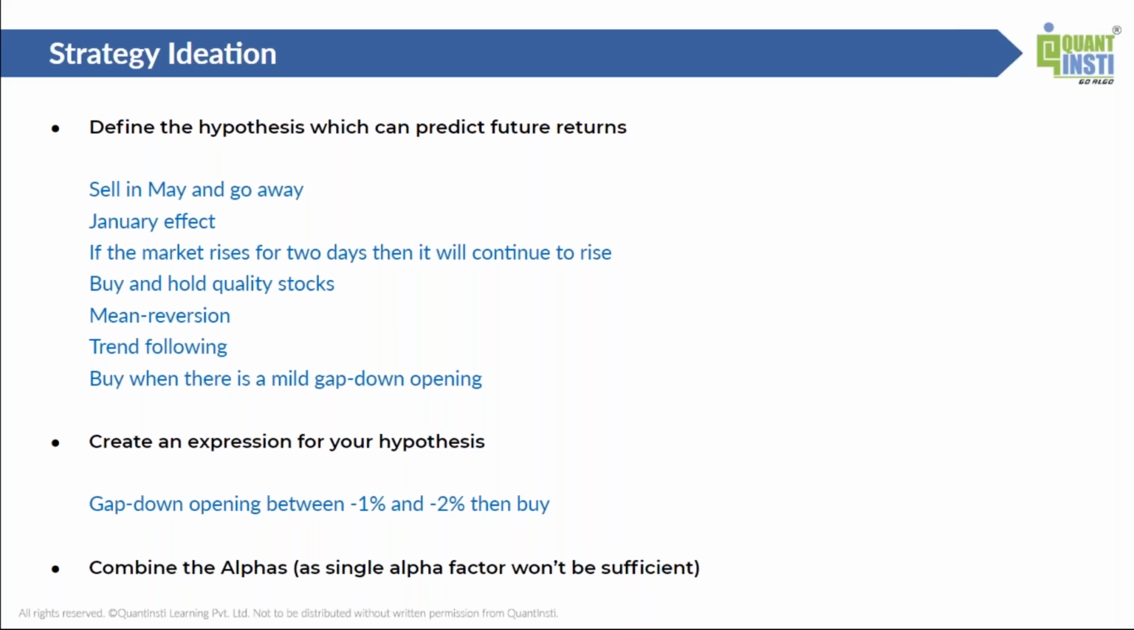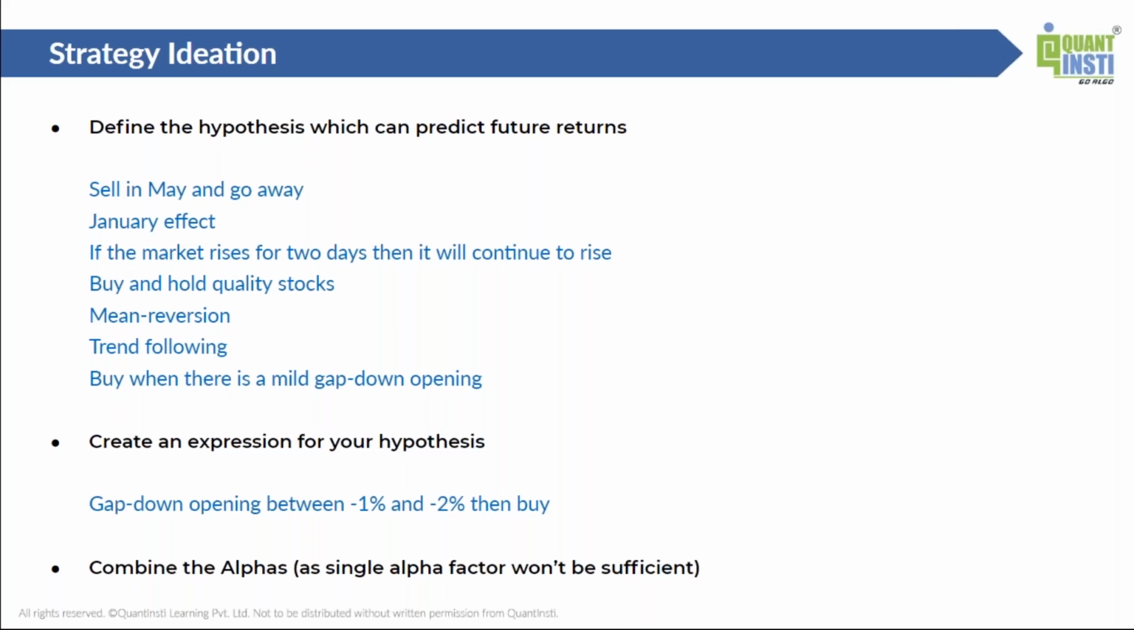There is another similar calendar effect, which is January effect. So market typically rises in the month of January. Then there's the third observation, which I have seen is if market rises for 2 days, then it will continue to rise. And the last four are buy and hold quality stocks, which is having very good fundamentals and growth prospects. You actually buy and hold those stocks for a very long period of time.